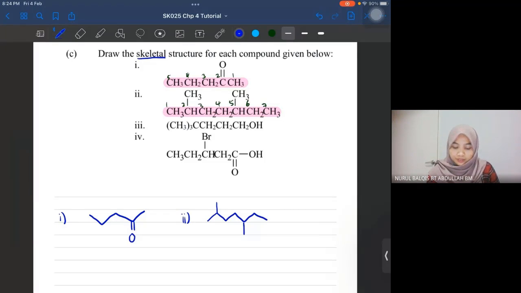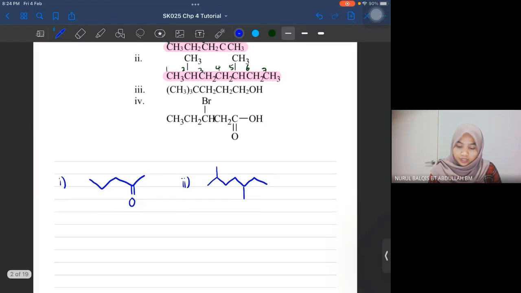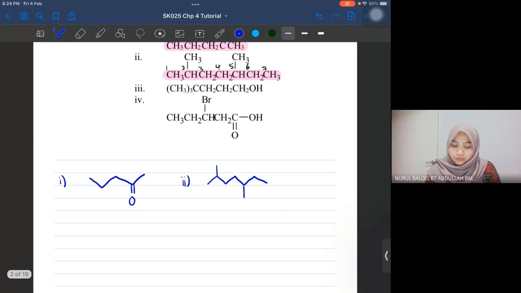Okay, so is your structure number 2 done? Done, Miss. Okay, then we have structure number 3. For this structure number 3, how many carbons make up the longest chain? 7. You sure 7? Let's look first. So we start from here. 1, 2, 3, 4. Okay, here 4. And then we have another 3 carbons here.